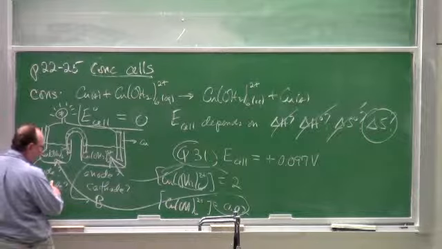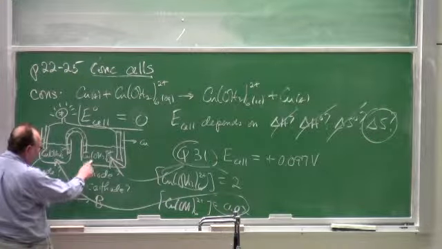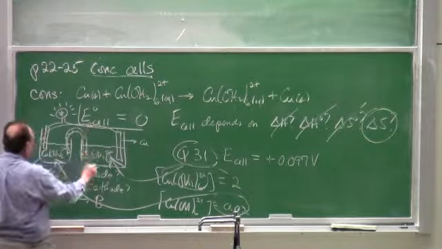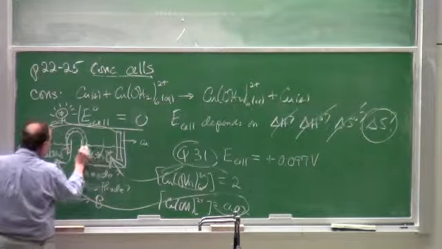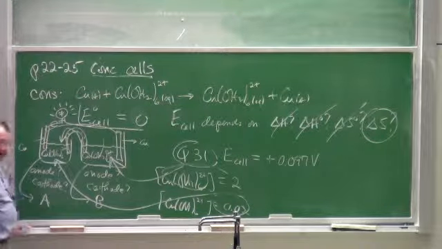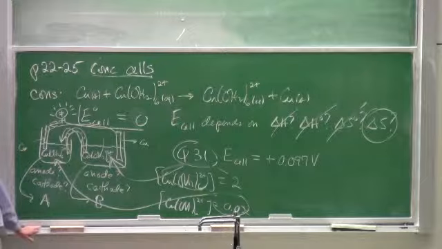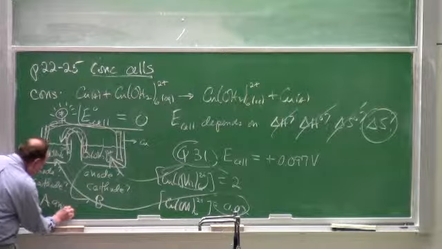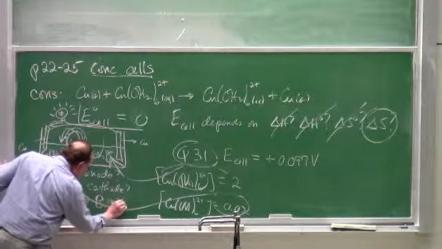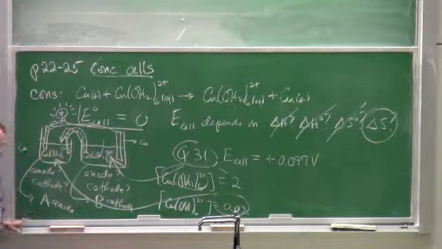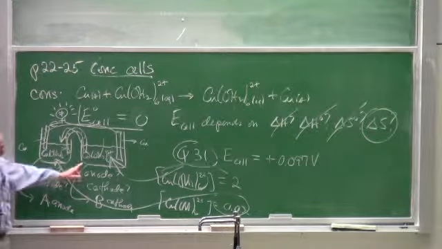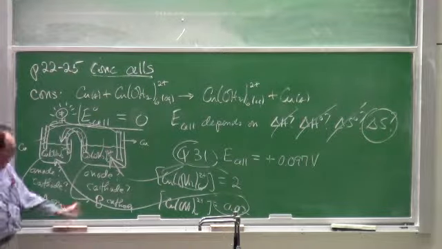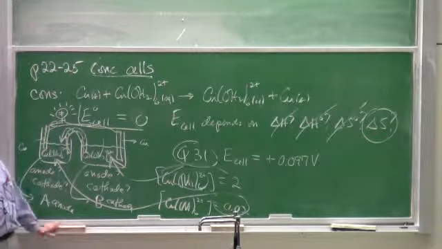If I have here 2/100 molar copper ion, and here I have 2 molar copper ion, then it is true that the electrons will flow this way. And here, ions will travel this way. Of course, there's negative ions in here as well. And this will be the anode compartment. And this will be the cathode compartment. But I could just as well have put the 2 molar copper ion here and the 2/100 molar copper ion here, except now I'd have polarity reversal. And this would be the anode compartment, and this would be the cathode compartment.